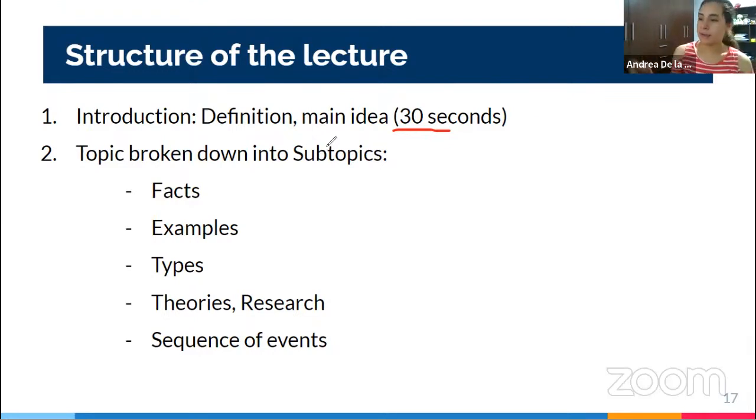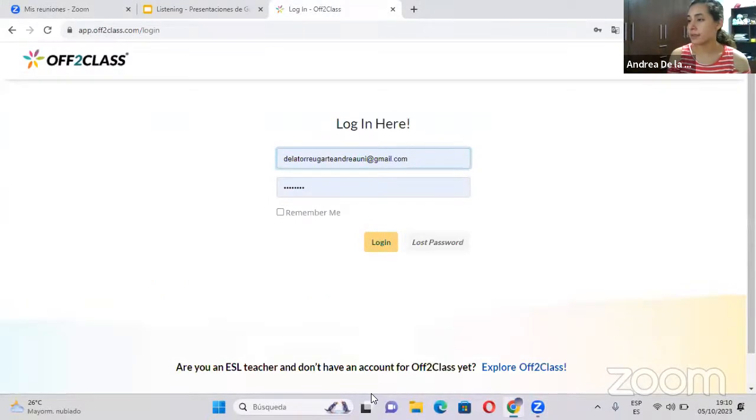But then this topic is going to be broken down into different subtopics, and you will find a lot of facts and examples, classification, theories, definitions, sequence of events. And that is the most important part of every lecture, to understand how it's structured, how it's organized. The thing is, if you understand how most lectures are usually structured, then it'll be easier for you to be an active listener. You'll be looking for specific information, and that will allow you to understand the ideas better.